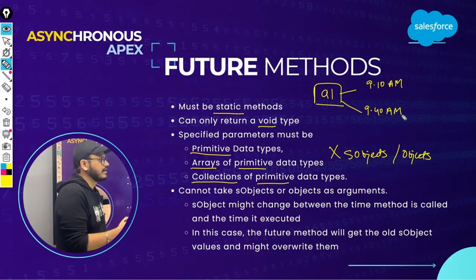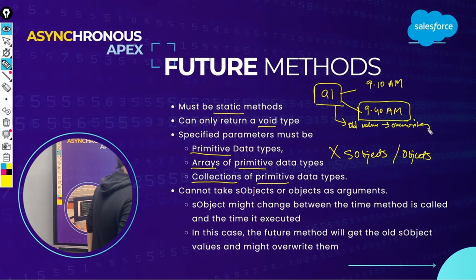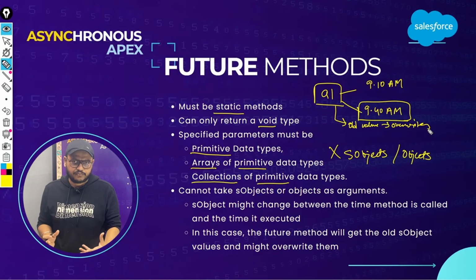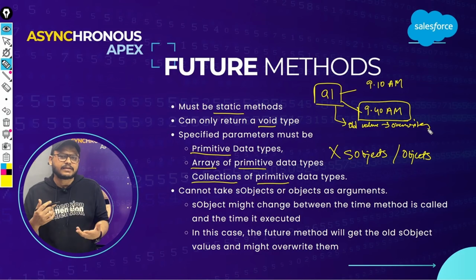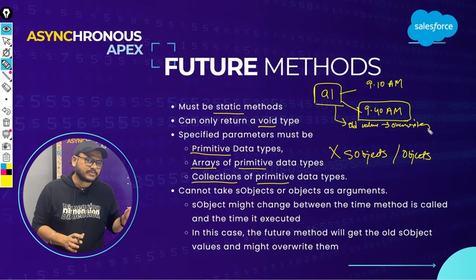So at 9:40 when it gets executed, it will override the new value. At this point of time, the values have changed. There's a new record, but it is still working with the old value, and this overrides the new value. So that becomes an issue. That causes inconsistency in your database, and that is the reason why you cannot have S object as parameters.